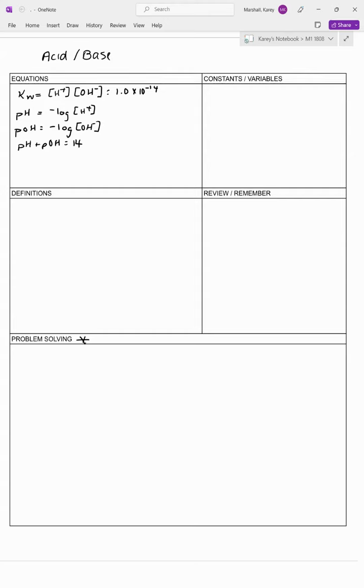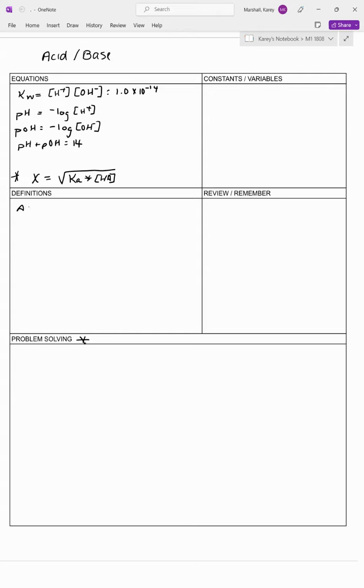Now, I'm going to give you a time saver here. Most of the time, and you'll have to use this in your own problem solving and get used to it, X is going to be equal to the square root of Ka times the concentration of your weak acid. So when you go through your problem solving, see if that holds true for your problems.